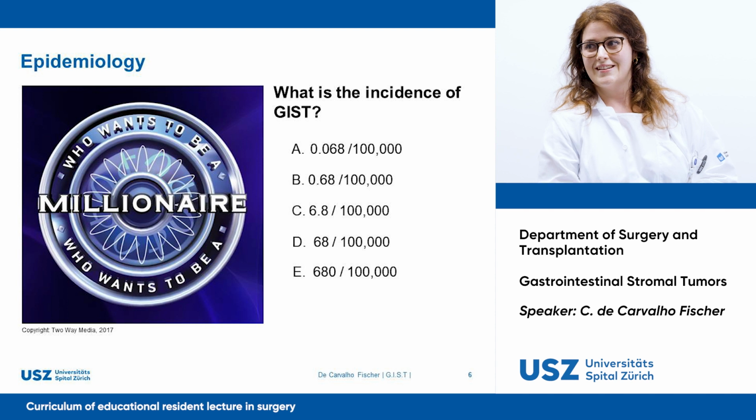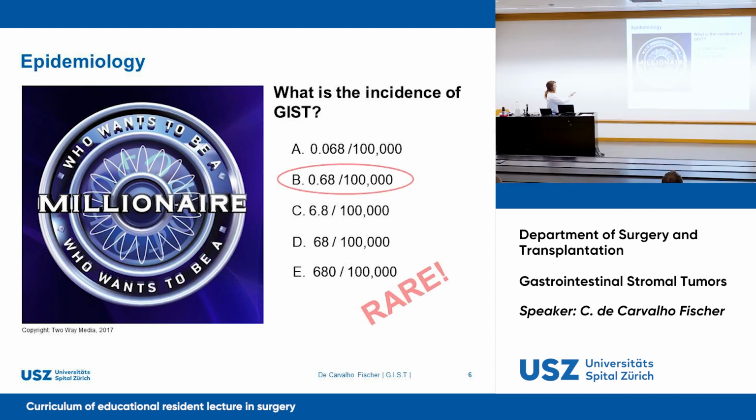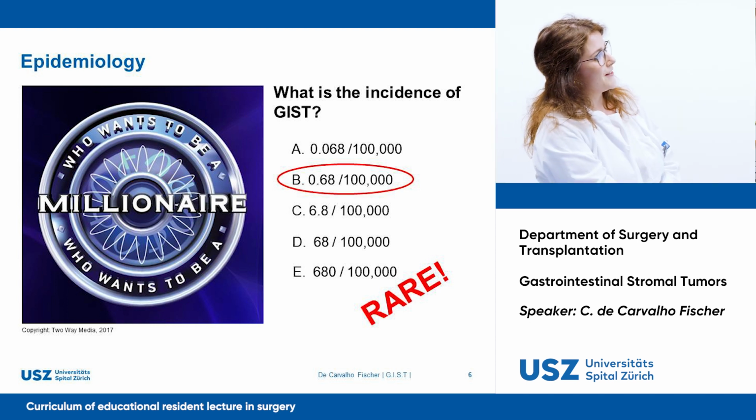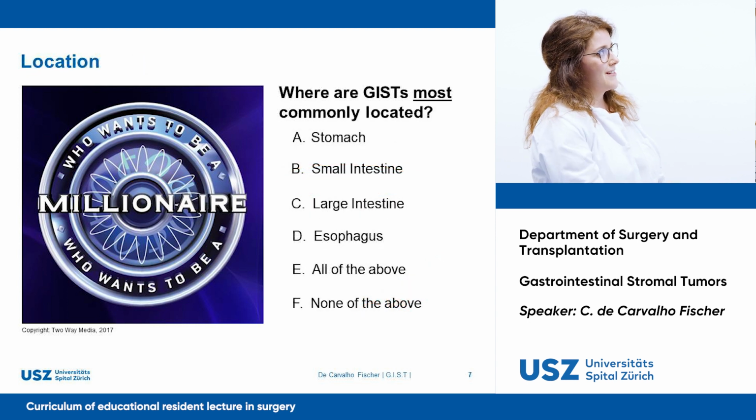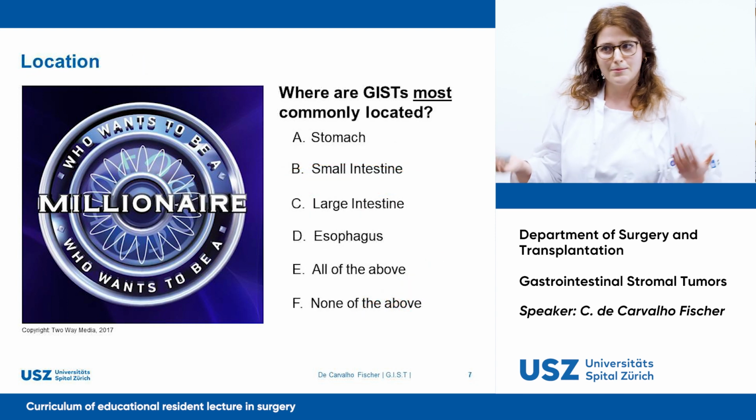B? That is actually correct. Well done. That is an incidence of 0.68 per 100,000. So what does that mean? GISTs are rare.